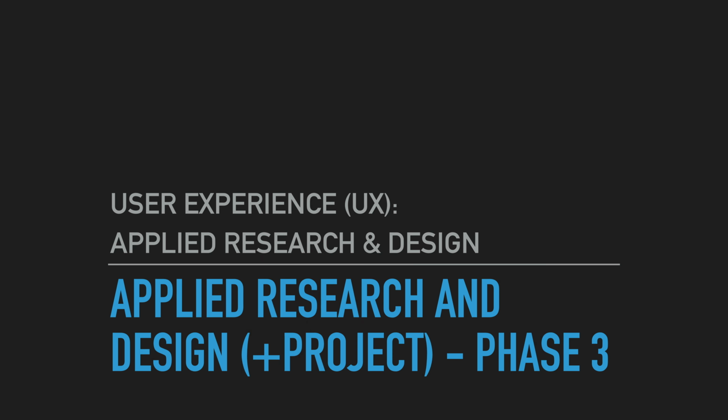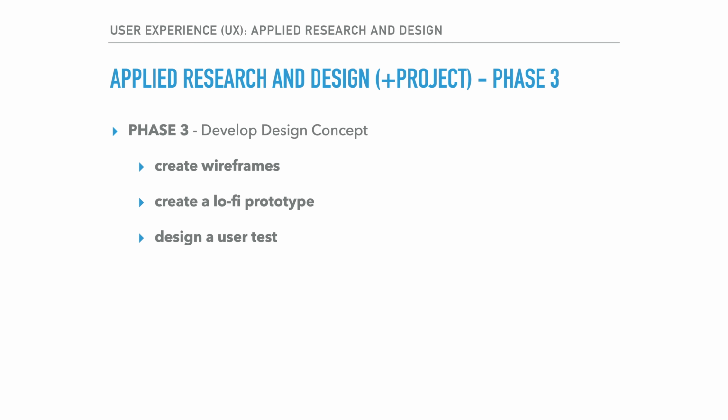We have arrived at Phase 3 of the User Experience Applied Research and Design project. Phase 3 consists of developing the design concept to the point that it is ready to be tested with users. The main steps of Phase 3 include the creation of wireframes, the creation of a lo-fi paper prototype, and the design of a user test. The lo-fi paper prototype simply prepares the project to proceed to the user test.